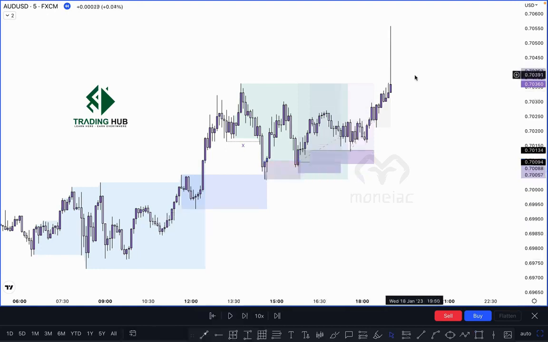So right now, this is our London session high and this one is our London session low. What happened here in the New York session is that the market took out the previous session high. When the market takes out the previous session high, it means we are looking for a sell, and you can sell here in the first way.